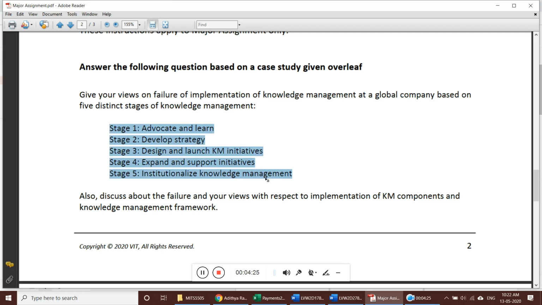The first one is advocate and learn, where you write about the business case and the problems experienced by the organization. Then you will suggest what kind of strategies you want to implement, and how you are going to ensure that all these three processes are properly configured for the organization. Then we create a design, and we will explain what kind of initiatives will be created for that. The next one is support initiatives. If you cross-check one knowledge management framework, you will understand what to write.